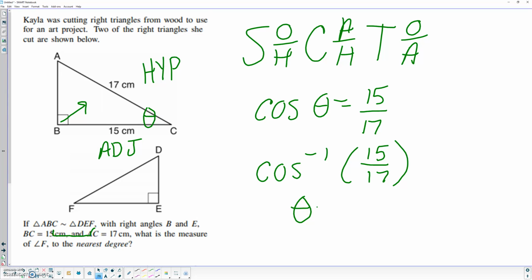Okay, so if angle C has a measure of 28 degrees, then that means the measure of angle F is also 28 degrees because similar triangles have congruent corresponding angles.